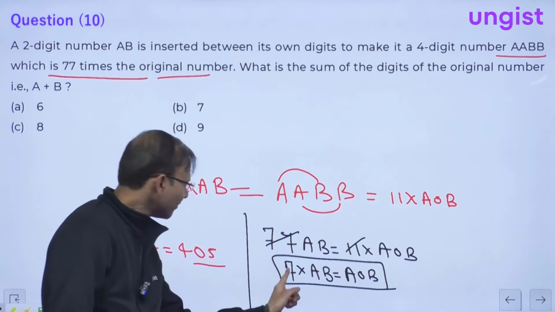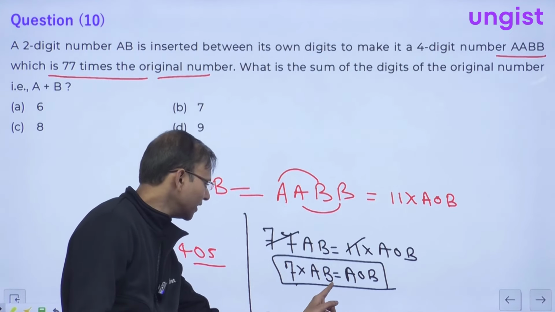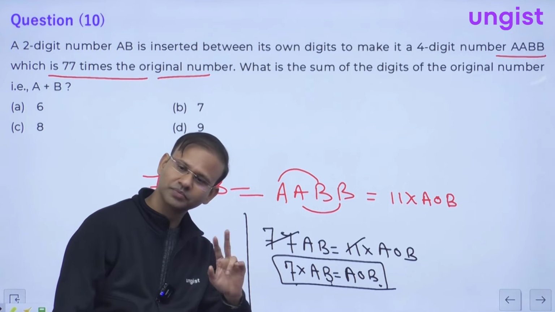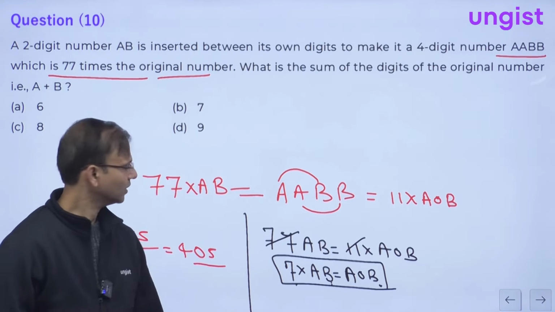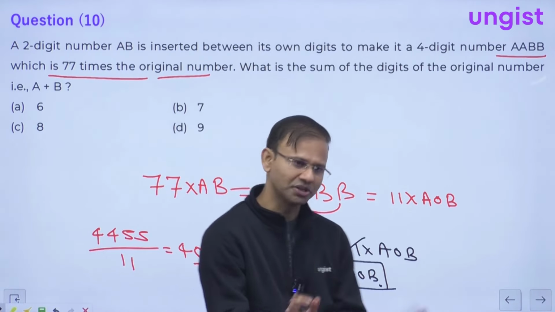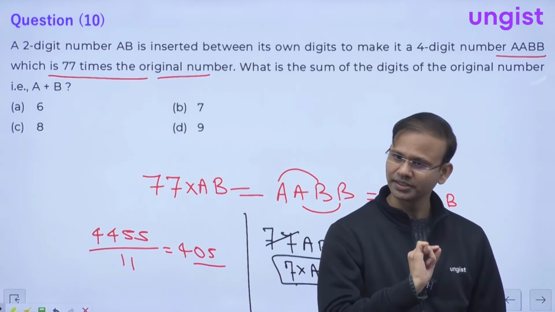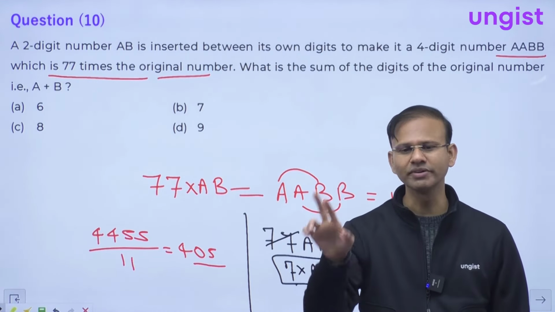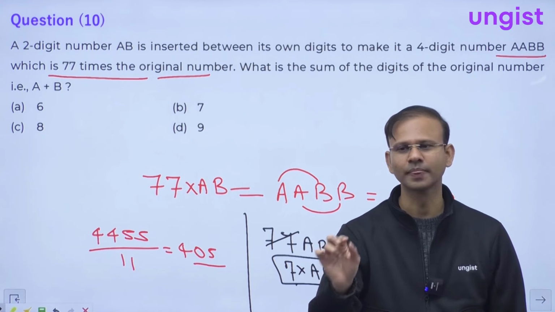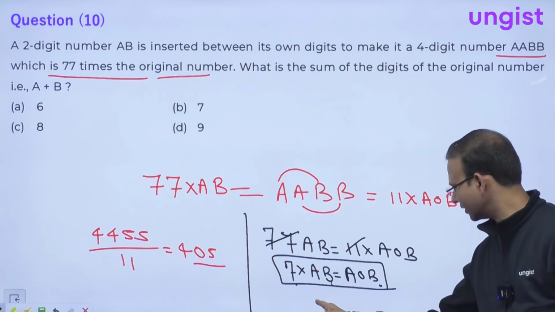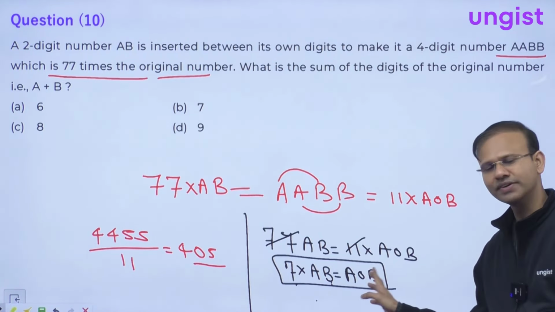Now guys, 7 into something is giving you the same unit digit as that number. So 7 into 5 is 35. So obviously now you need to check A. B is 5, that is for sure. Now you have to check A. So start A from the first number, 15. 15 into 7 is what? 105. Satisfying the condition? 7 into 15 is 105. Satisfying the condition?